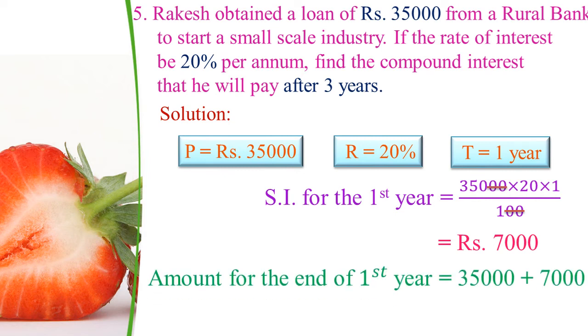So, the amount for the end of the first year is, here we should add the principal amount and the first year interest. So, 35,000 plus 7,000. So the amount for the end of the first year is rupees 42,000. In compound interest, the amount for the end of the first year becomes the principal for the second year.